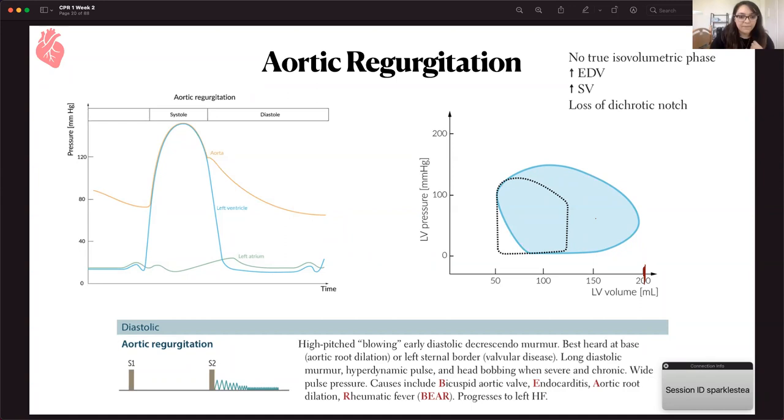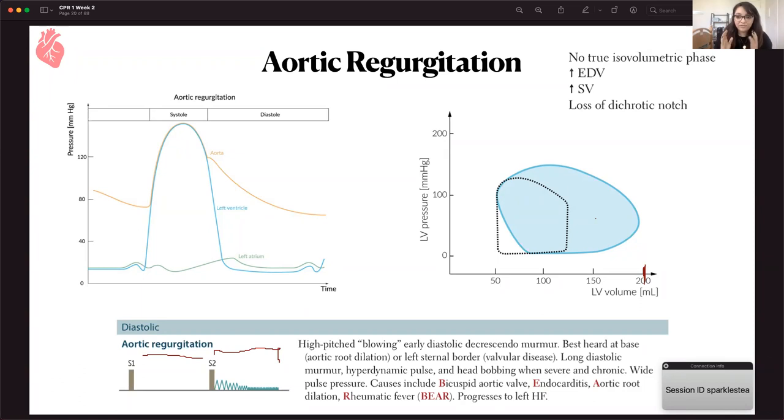Also be able to recognize that when we're talking about a diastolic heart murmur, we're talking about something happening in this region, whereas with systolic, something is happening in this region. So if I have aortic regurgitation, I'm not looking for something happening between S1 and S2. I'm looking for something happening in the diastolic phase when we have filling.